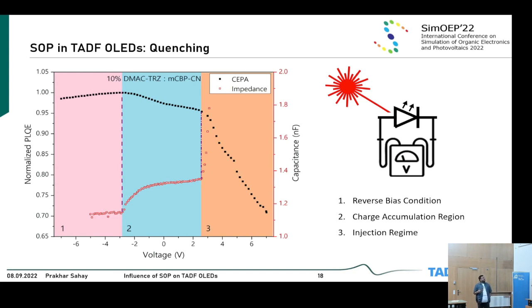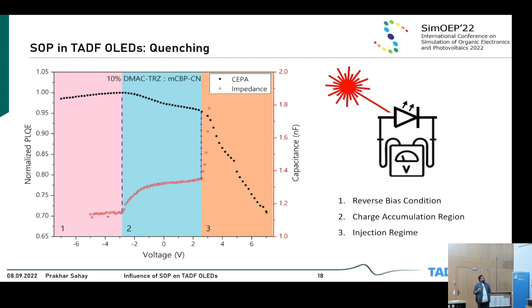So what we have over here is a continuous electroluminescence and photoluminescence analysis. We call it SEPA. What we do over here is measure our device, bias our device under a certain voltage regime, and then also measure the PL at the same time.